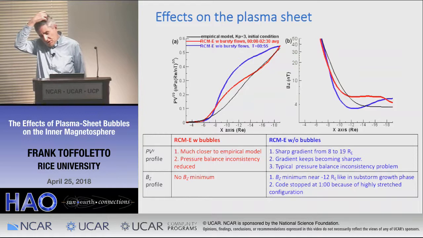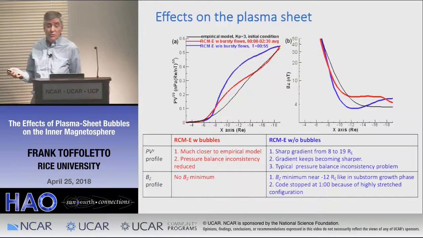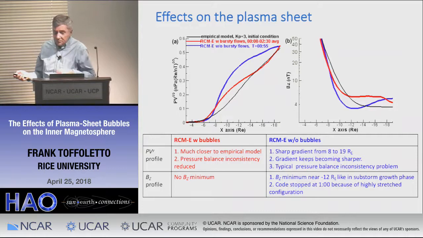If you look at the magnetic field now, it's also very different. The magnetic field without the flows, which is in the blue, like what I was showing you earlier, you get this rather odd BZ minimum in the magnetic field that's, again, not often observed. The run with the RCM using the bubble flows is shown in red. The BZ minimum is no longer there, and it's actually, at least in my eye, closer, at least in structure, to what's observed, at least in an average empirical sense.